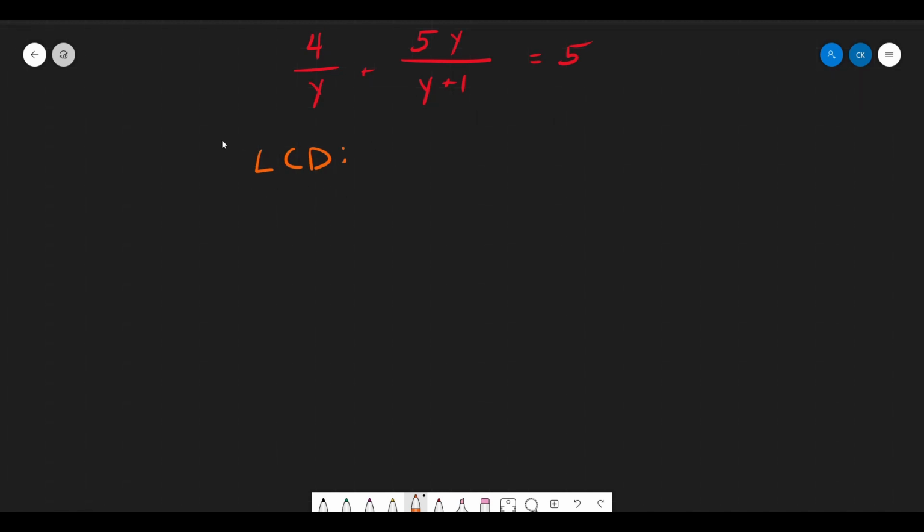Now, hopefully we remember how to do that. If not, go back to the previous video and watch that. That'll show you how to find the least common denominator if your denominators are not like. In the case of the one that we have here, again, we're going to do this quick because hopefully we understand how to do this. The least common denominator between y and y plus 1, that's going to be y times y plus 1. So that needs to be the first step that we do.